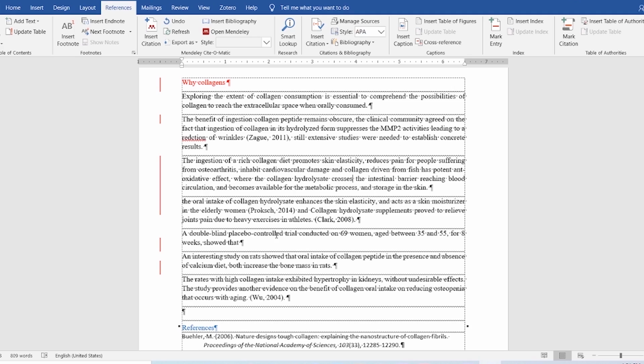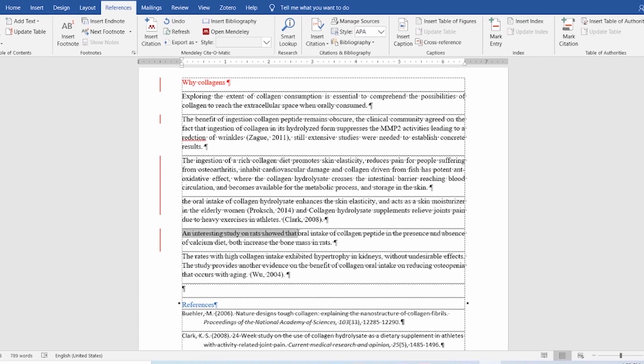So it crosses. Now moving to the oral intake of collagen hydrolysate enhances skin elasticity and acts as a skin moisturizer. I will just add "not proved to relieve," just relieve joint pain due to heavy exercise. Now for the double-blind placebo, we don't need to mention this part, because if anyone needs to read about the study, they can just go to the original reference I cited here. So we will remove this one, and I will write directly not "an interesting study" but the oral intake. So oral intake of collagen peptide in the presence or absence of a calcium diet.